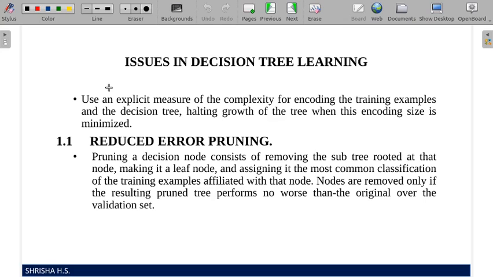So we'll read the definition. Pruning a decision node consists of removing the subtree rooted at the node, making it a leaf node, and assigning it the most common classification of the training examples. Yes or no leaves we have to attach. Nodes are removed only if the resulting pruned tree performs no worse than the original over the validation set. The new tree obtained by removing the sub branch should perform at least the same as the fully grown tree. Only then will we accept it, otherwise we will not.